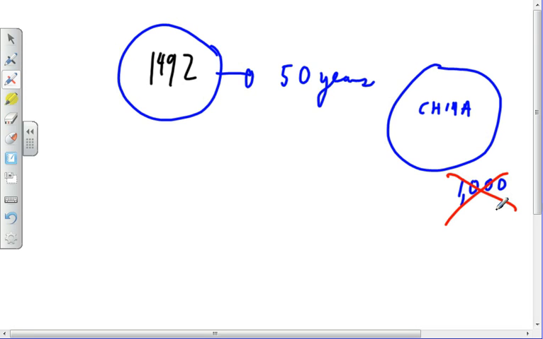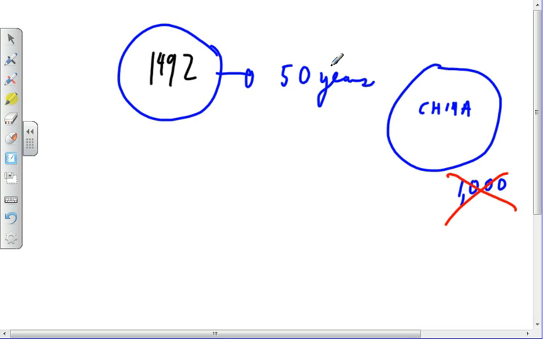50 years before Columbus sailed the ocean blue. If they would have just set sail, they would have taken with them a big enough army. They already had gunpowder. They would have easily taken over the whole world. And we'd be talking Chinese right now. We're eating Chinese food all the time.